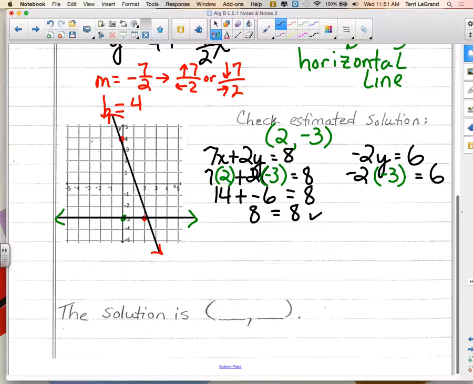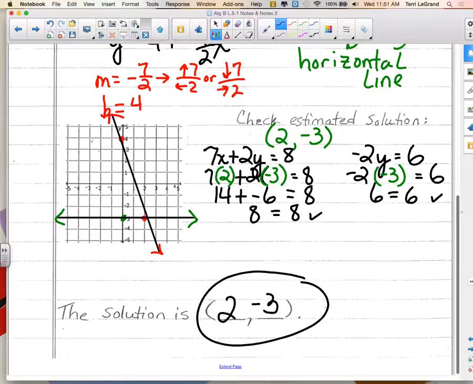And then we say, I'm not done yet. I can multiply. Negative times a negative is a positive, and 2 times 3 is 6. We are so good without our calculators. 6 equals, we bring down our 6 on the other side and say true statement, checks. We are confident that the solution is 2, -3.